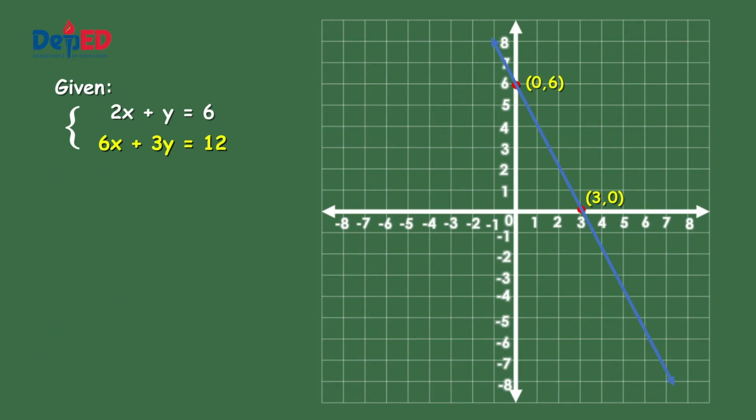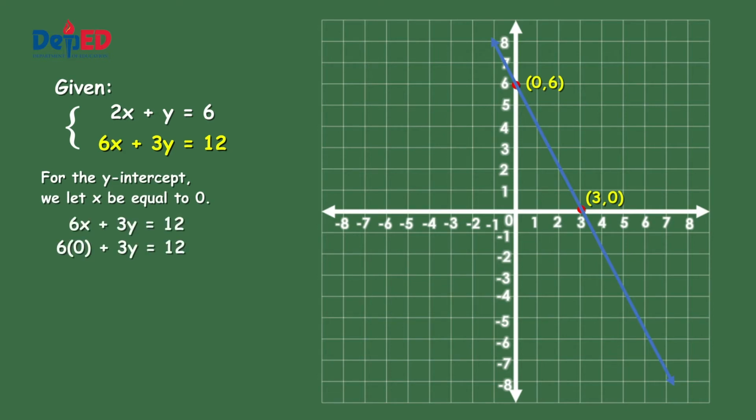Next is the y-intercept. The equation 6x + 3y = 12 becomes 6 times 0 + 3y = 12 by substituting x = 0. This gives us 3y = 12, or simply y = 4 after dividing both sides by 3. We now have the second ordered pair (0, 4).